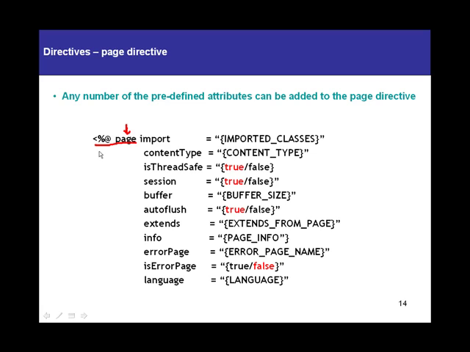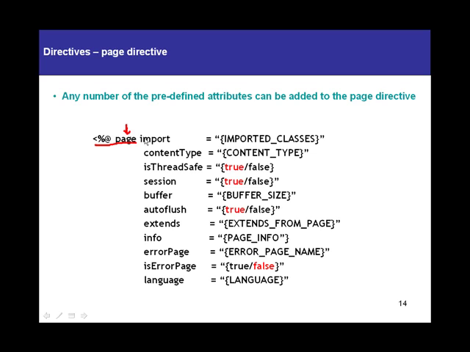So when I write the percentage sign and the at sign, and then I say page, that means that this is a page directive, and these are the different things I can do using a page directive, right? You can provide a number of predefined attributes and their values in a page directive, and this is going to affect the page and the servlet in the end as well, right?